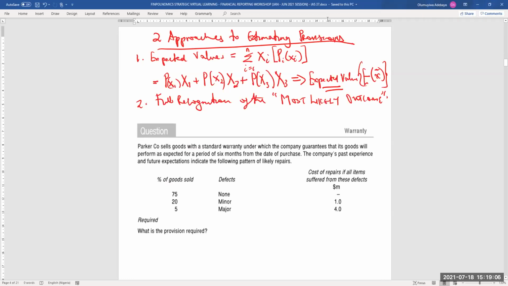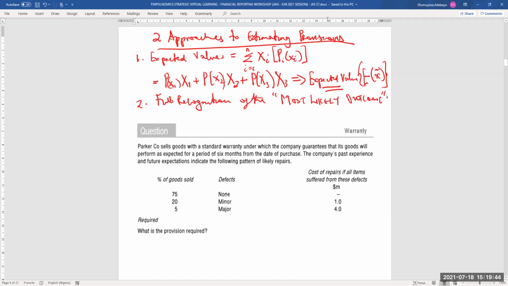Okay, let me read the question. Packer Co. sells goods with a standard warranty under which the company guarantees that its goods will perform as expected for a period of 6 months from the date of purchase. The company's past experience and future expectation indicate the following pattern of likely repairs. There's a percentage of goods sold, a defect, and a cost of repair.